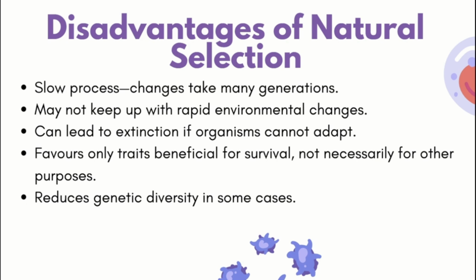Another disadvantage is that it favors only traits beneficial for survival, not necessarily for other purposes. This means natural selection will pick the traits for survival, so it doesn't take into consideration something like, let's just say that some organisms are able to camouflage, right? Camouflaging is very important for many animals. They need to camouflage in order to protect themselves, to hide from predators and all that stuff. So they need to do that.